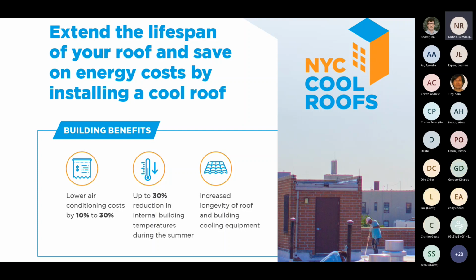This is done in the following ways. It saves money. COOLROOFs can reduce air conditioning costs by 10 to 30% on a hot summer day, when air conditioning accounts for about 40% of the daily electric use. It also can reduce internal building temperature up to 30%, and it preserves the roof structure and cooling equipment. Because a COOLROOF does not reach such high temperatures, it prolongs the life of the cooling equipment on the roof and limits the expansion and contraction that results from those temperature changes.